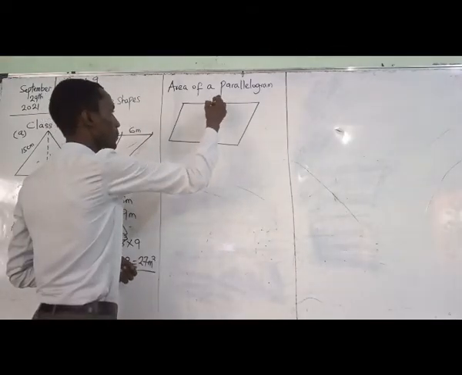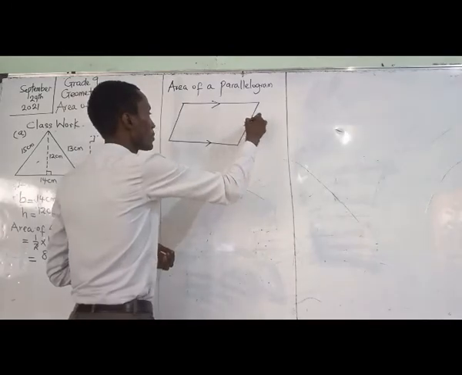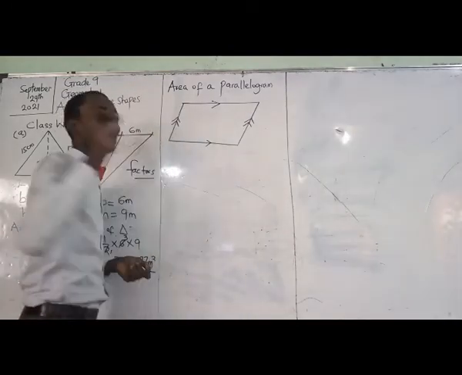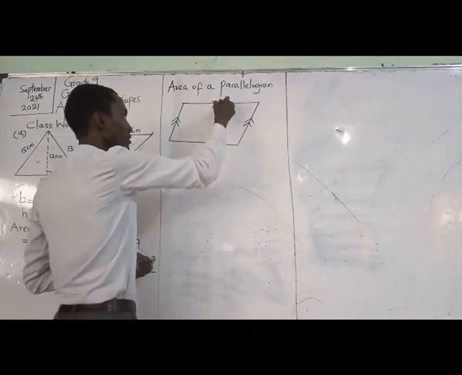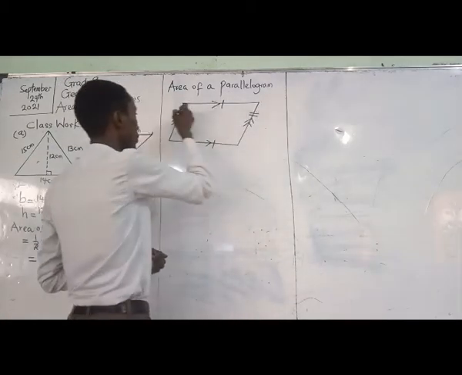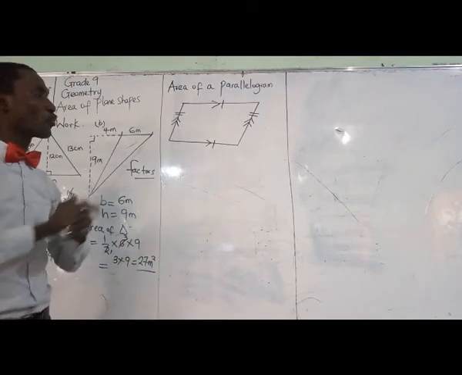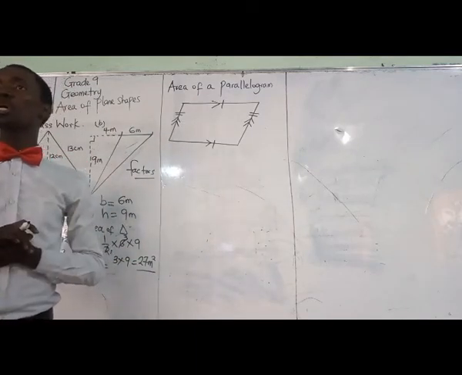So we expect this to be parallel to this. We expect this to be parallel to this. But what is more, we expect this to be equal to this. And we expect this to be equal to this. So the figure we have on the board is a replica of what we expect a parallelogram to look like.